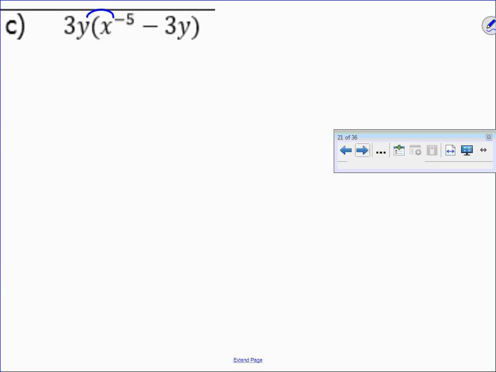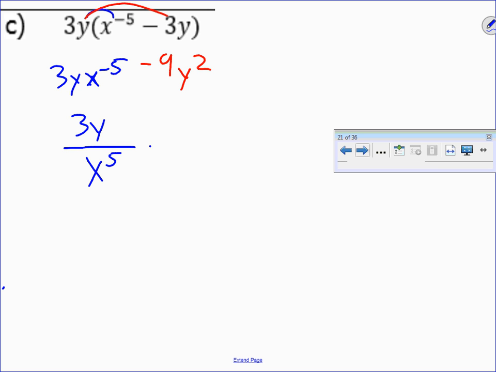So, distribute 3y x to the negative 5 minus 9y squared. But in our final answer, we cannot have a negative exponent. And so we will get that.